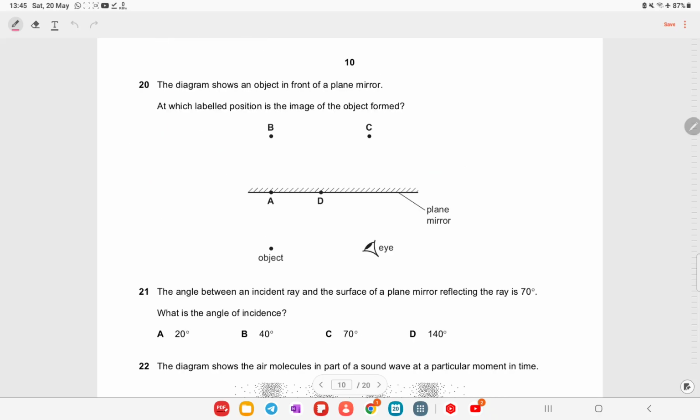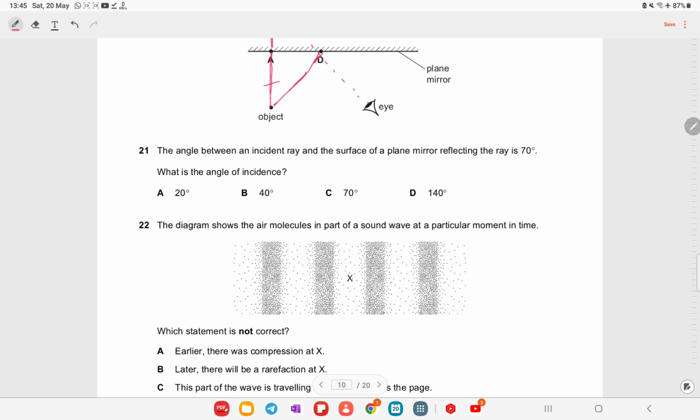The diagram shows an object in front of a plane mirror. At which labeled position is the image of the object formed? So again, this is the object, and the person is going to look at the image over here. You can see the distance to the mirror is going to be equal on both sides. So the image can be seen like this. So B is going to be your right answer.